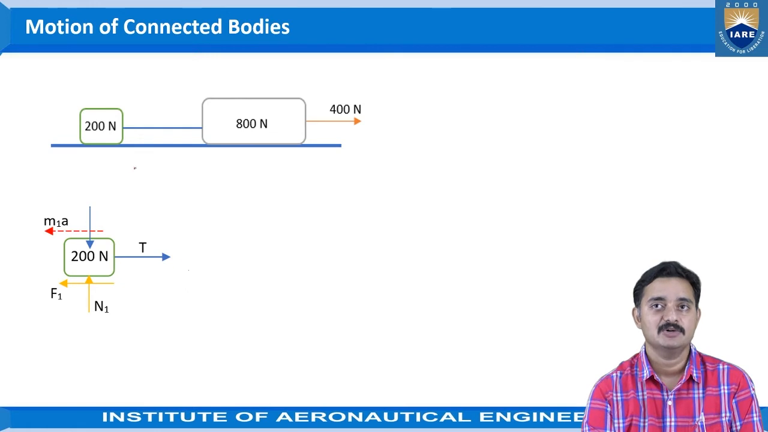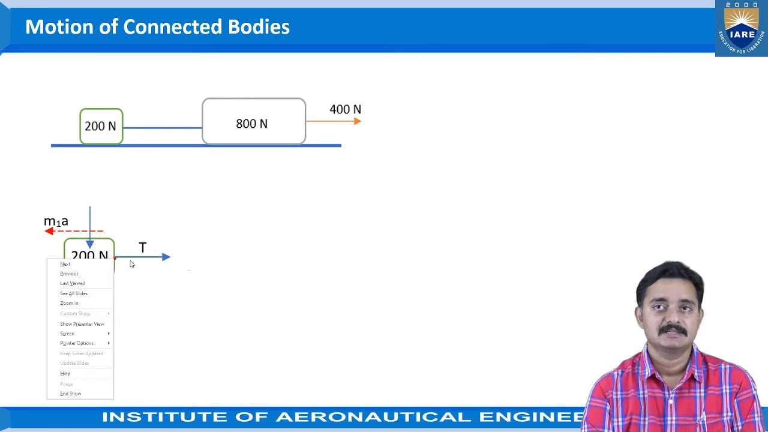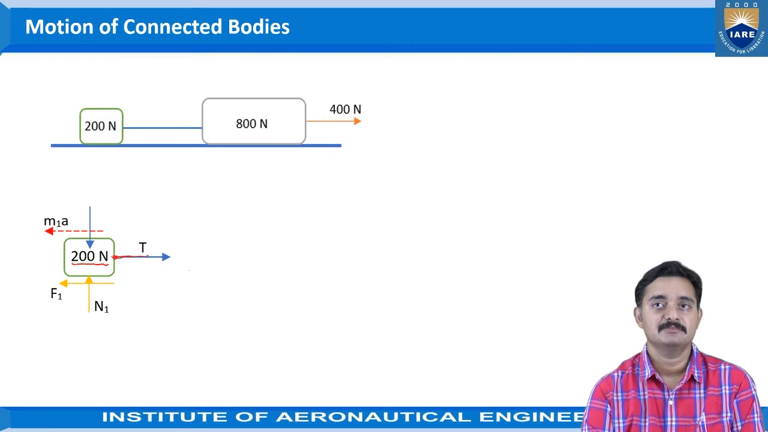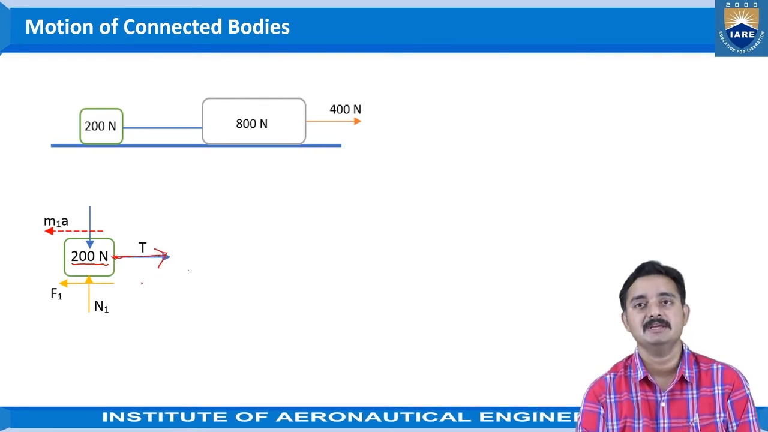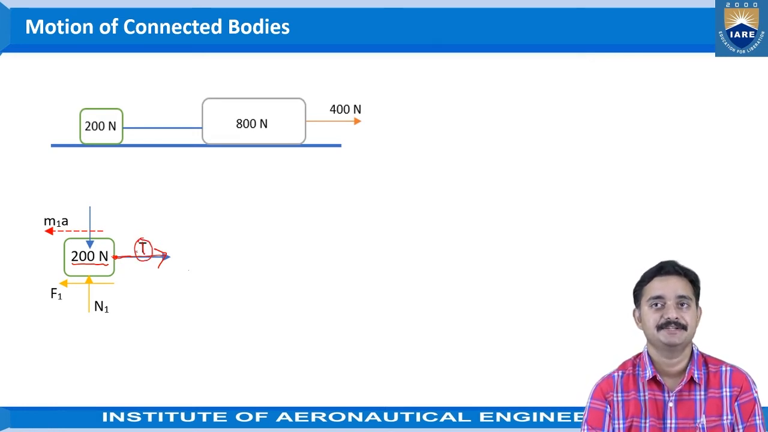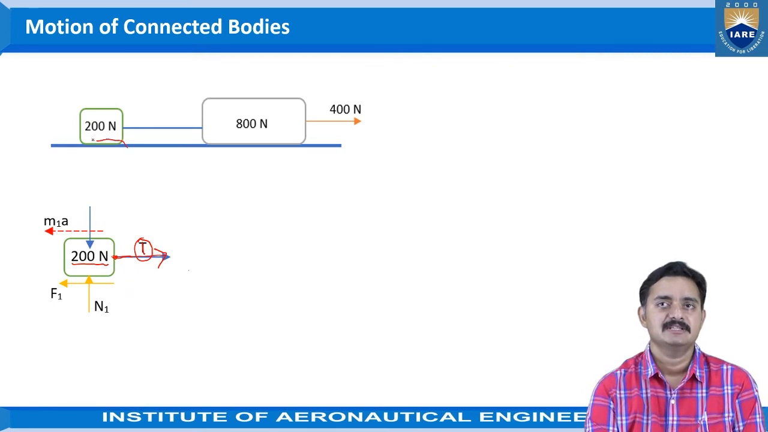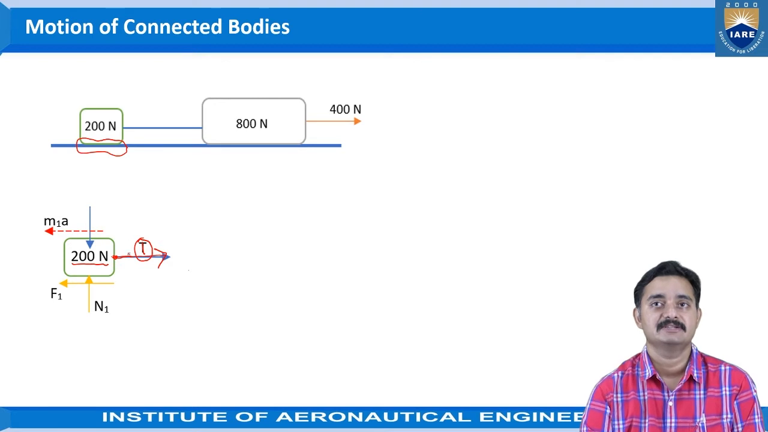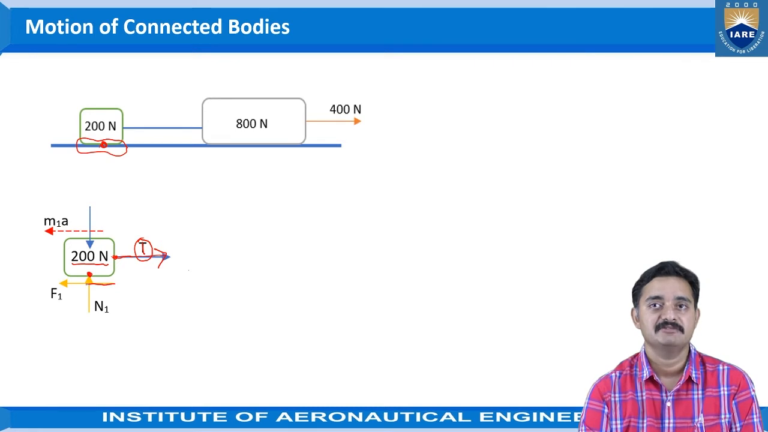Thus, for this 200 Newton block, the string is tied here, and the tension is shown in the direction away from the block. So that is given as T. And if it is a rough inclined or rough surface, then there will be friction prevailing here. So we can say that the friction direction is given towards the left side.